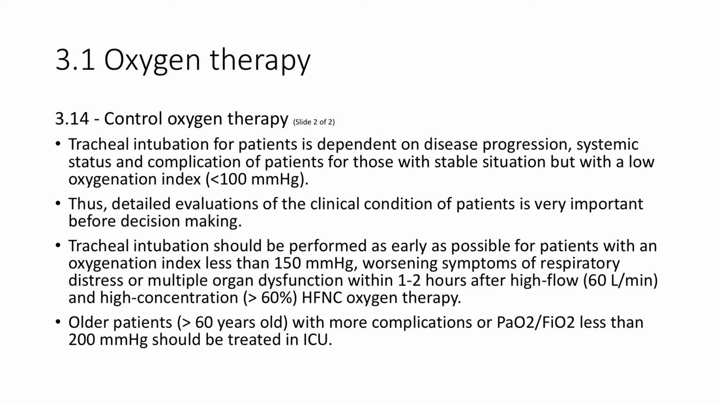Tracheal intubation should be performed as early as possible for patients with an oxygenation index less than 150 millimeters of mercury, worsening symptoms of respiratory distress, or multiple organ dysfunction within 1 to 2 hours after high flow, i.e. 60 litres per minute, and high concentration, i.e. greater than 60% HFNC oxygen therapy. Older patients greater than 60 years old with more complications or PaO2/FiO2 less than 200 millimeters of mercury should be treated in ICU.